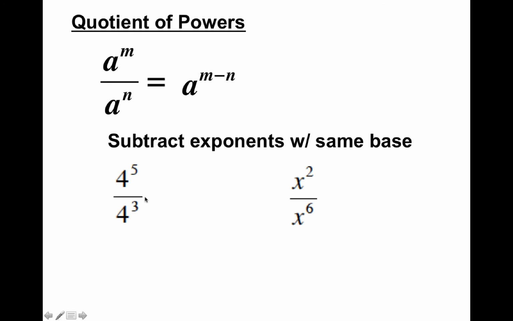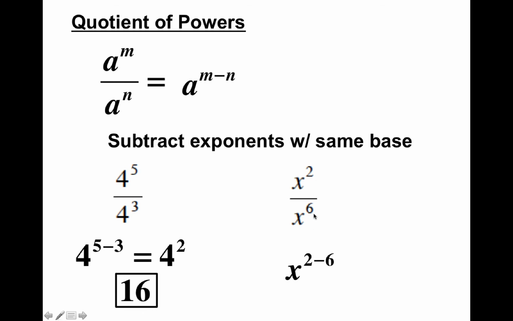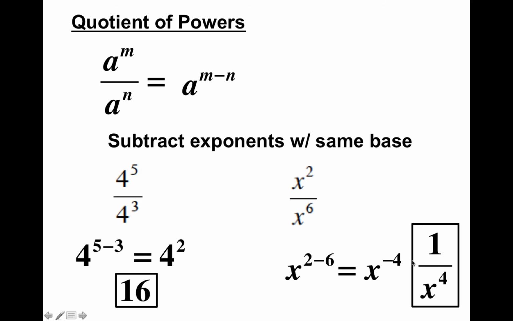So in this first example, they have the same base of 4. So we can do 4 to the 5 minus 3, which is just 4 squared, and 4 squared is 16. You don't have to show this work, you just have to show the 4 squared and the 16. Over here, these have the same base of x, so it's x to the 2 minus 6, which is x to the negative 4th. Can't leave your answer with a negative exponent, so it becomes 1 over x to the positive 4.